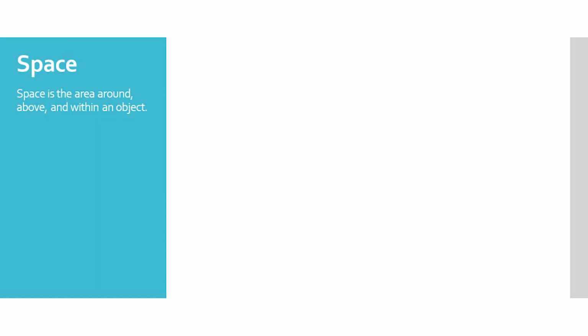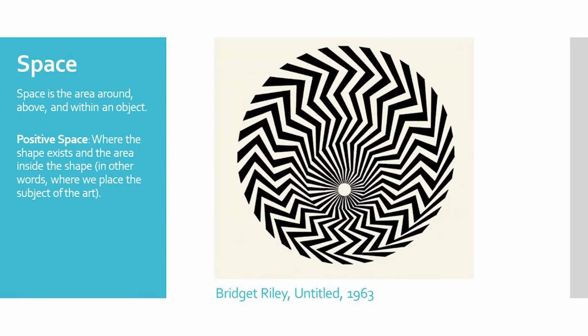So that was color. Now we've got our 6th element, which is space. Space is the area around, above, and within an object. Positive space is where the shape exists and the area inside the shape. In other words, where we place the subject of the art. So in the case of Bridget Riley, the black is the positive space.